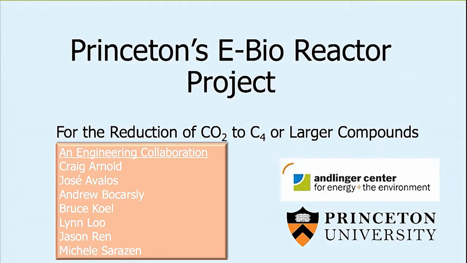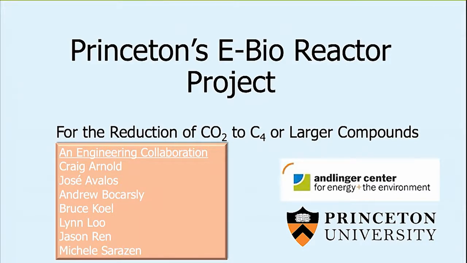One is, to date, the yield for compounds, for C4 compounds, the yields are very low. In addition to that, when you're doing this electrochemically, if you're going to make something like butanol, it costs you 6 electrons for every carbon you add to the CO2 chain. So if you want to make butanol from CO2, 24 electrons.